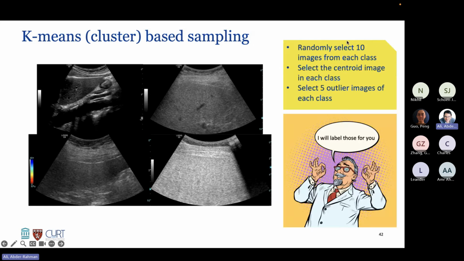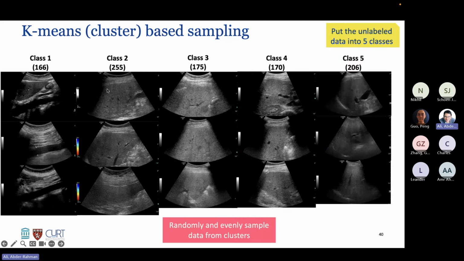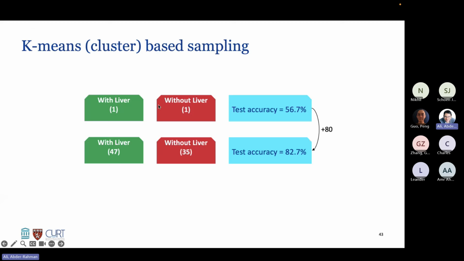Sorry, so it's 10 plus 1 plus 5. So you're taking 16 images eventually from each class. And as you can see, 80 plus 2, so using 82 images, you got an 82%. So that's the main message I want to deliver today.